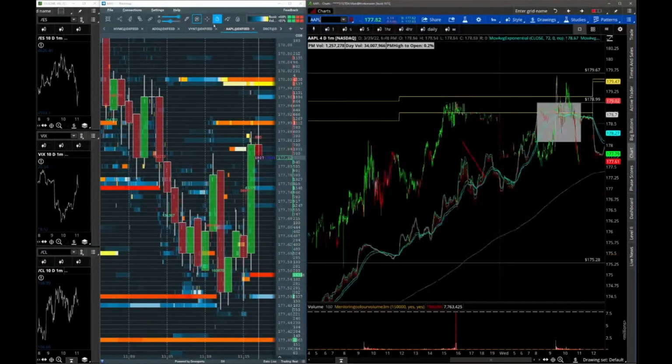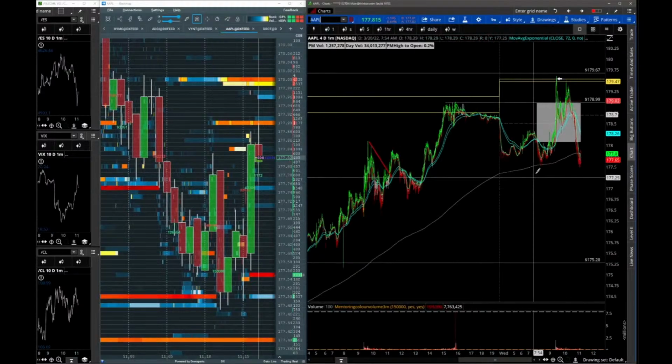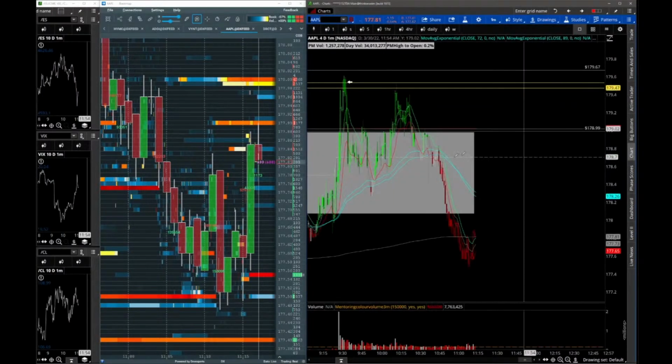So bounce over here in the market, you can see, yes, bouncing. AAPL bouncing from the previous support.